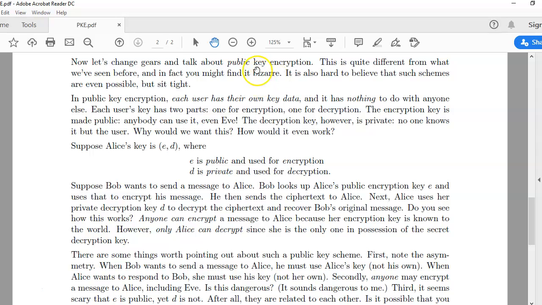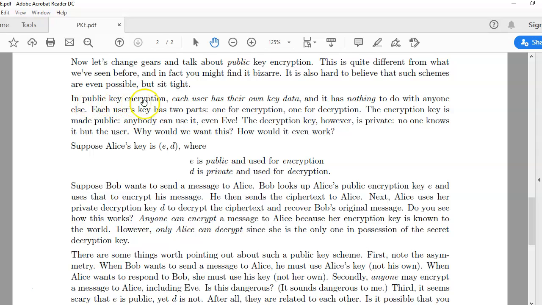So here's one stark difference. In a public key system, each user has their own key data, and it has nothing to do with anybody else. Okay? So Alice has her own key, and that's got nothing to do with Bob, Carl, or Denise. And Bob has his own key, and it's got nothing to do with anybody else. So this has got nothing to do with pairs of people anymore. Each user's key has 2 pieces. One part of the key is used for encrypting, and the other part is used for decrypting. Okay, here's the important part. The encryption key is made public. Anybody in the world can see it and use it, even Eve. That's where the public in public key encryption comes from.